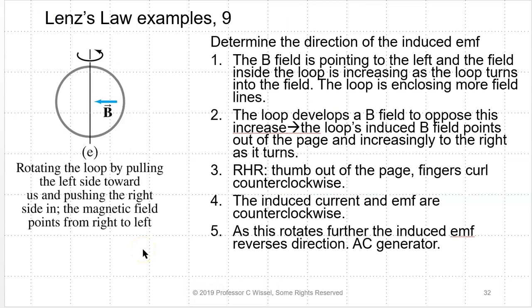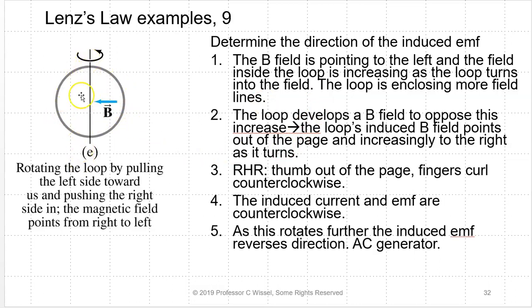Now this one's a little hard to see. We have a loop, the magnetic field is going off to the left here, and this loop is rotating. The left side is coming toward us, and the right side is pushing away from us. The magnetic field points from right to left. We want to determine the direction of the induced EMF. The B field is pointing to the left, and the field inside the loop is increasing as the loop turns into the field. The loop is enclosing more and more magnetic field lines.